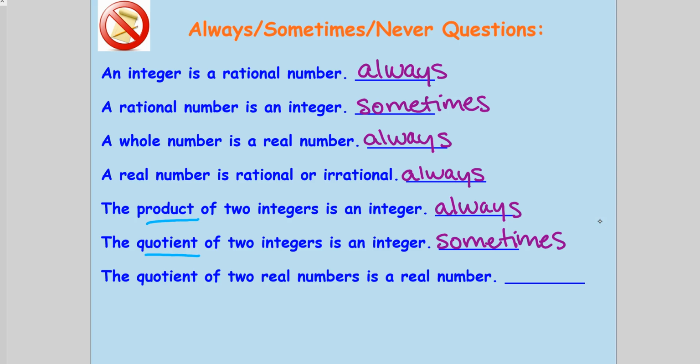The quotient of two real numbers is a real number. Well, let's look at some examples. 16 is a real number. 3 is a real number. Is 16 divided by 3 real? 16 divided by 3 is rational. And rational numbers are real, so yes. 16 is a real number. 0 is a real number. Is 16 divided by 0 a real number? No. Division by 0 is not allowed. It's not defined. So this one is going to be sometimes.